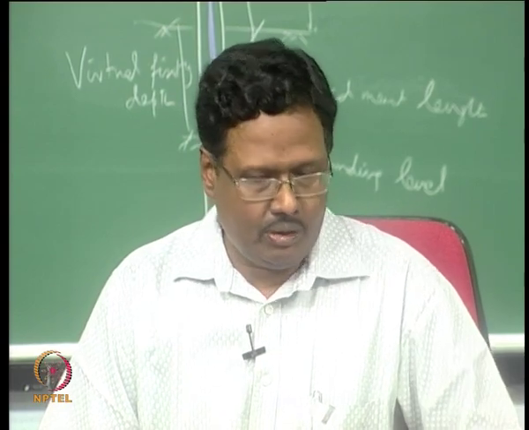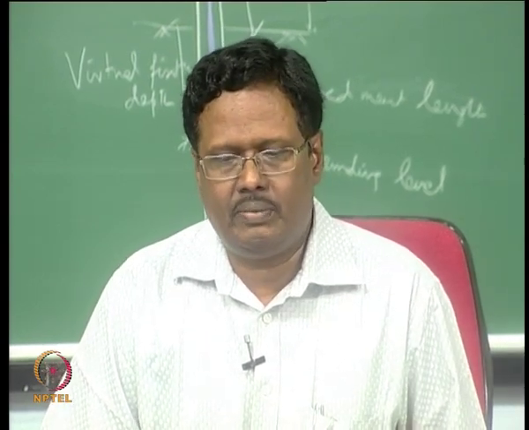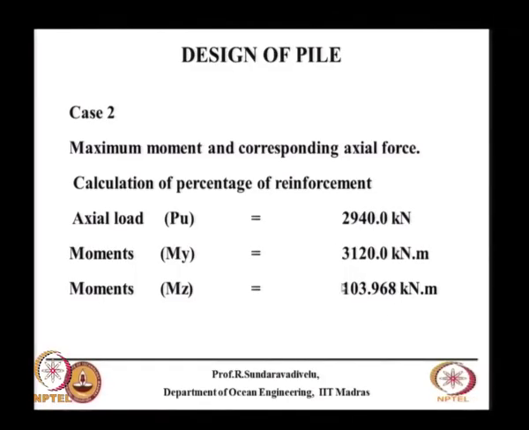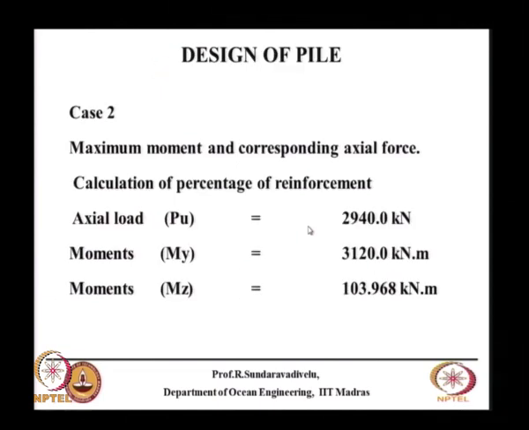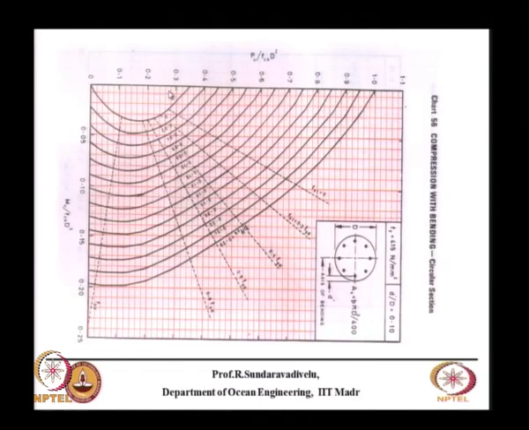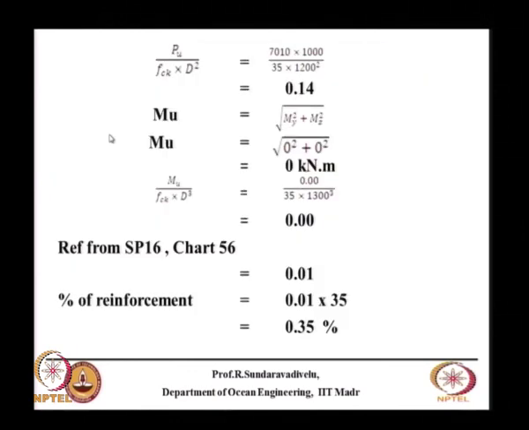So we have one more case, that is your axial load and bending moment. Since it is a circular section, you can get the resultant moment. Now you go to the chart, you get 0.02, then you get a steel of 0.7%. So it is 0.05 and 0.06. So we will see this here. This is 0.06 somewhere here, and it is not coming, all right.